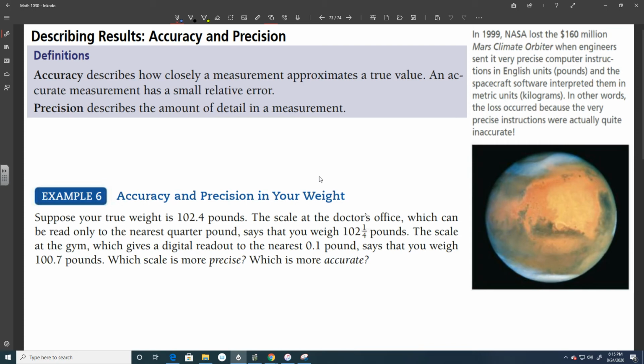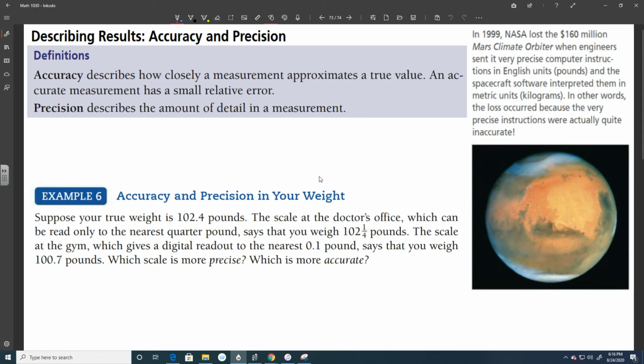Accuracy and precision sound like they're the same thing, but they're actually very different. Accuracy, and I'm going to read almost straight from these definitions, describes how close you are to your value. Precision describes the amount of detail in your measurement. Precision is how detailed your measurement was. Accuracy is how close you were to your value.